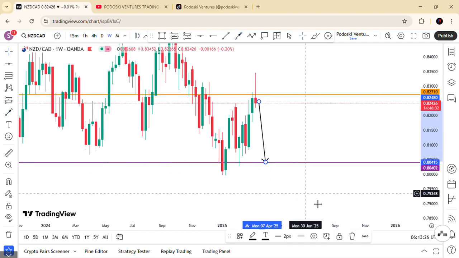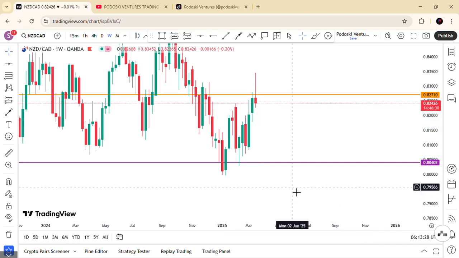For now, if you want to be safe, I say don't enter an NZDCAD trade today. Wait until Monday, next week, and pick an entry on this pair. You wait for this week's candle to close, forming a pin bar, then you pick your entry next week. Does that make sense? Yeah, it does.